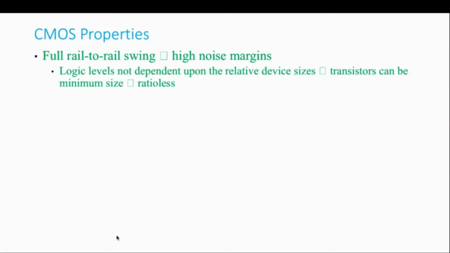That means if I am having a particular W/L, then your logic levels do not change. It remains same for different W/L ranges. That's again advantage. Then transistor can be minimum size. Yes, we can have transistors with minimum size. That means if you are using 90 nanometer technology, your length is 90 nanometer. So W/L can be 1. That means width can be 90 nanometer, length can be 90 nanometer. So this is the minimum size transistor that can exist on your chip.